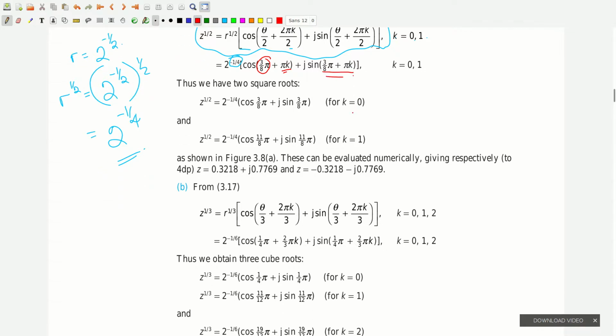So for the first root we consider k is 0. You just substitute k is 0, that is 0, that goes out, and then that goes out, so you have this. And then for the second root, k is 1, then you substitute for k is 1, and you can add this to that. So when k is 1 we have pi.